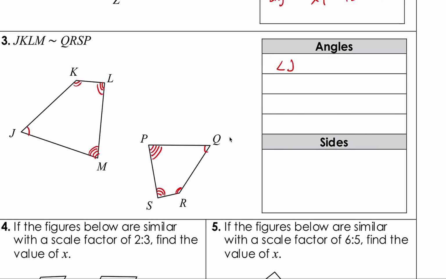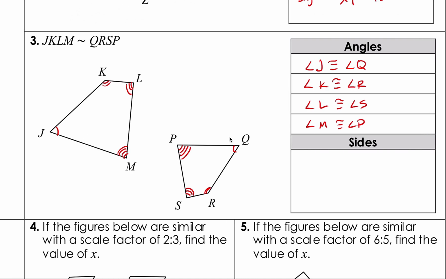Angle J is congruent to angle Q. Angle K is congruent to angle R. Angle L is congruent to angle S. And angle M is congruent to angle P.